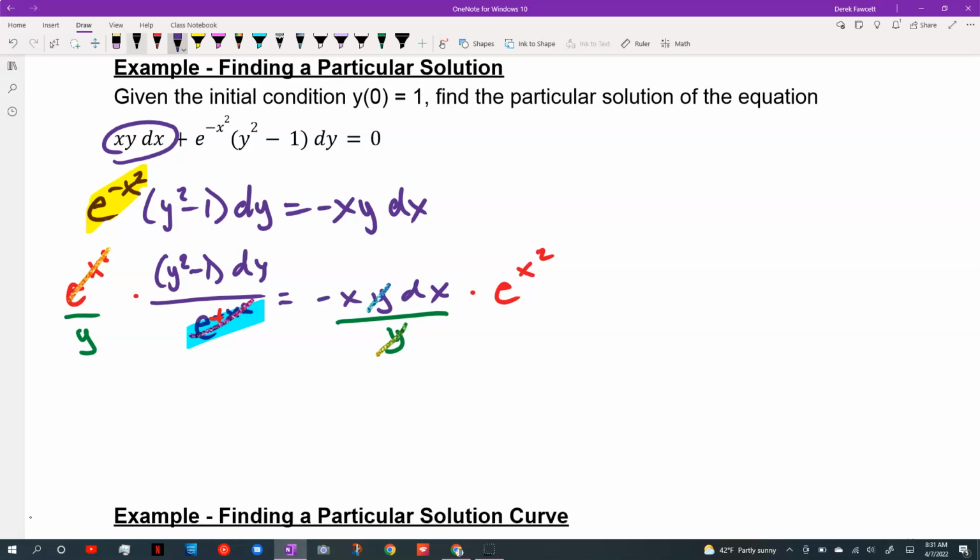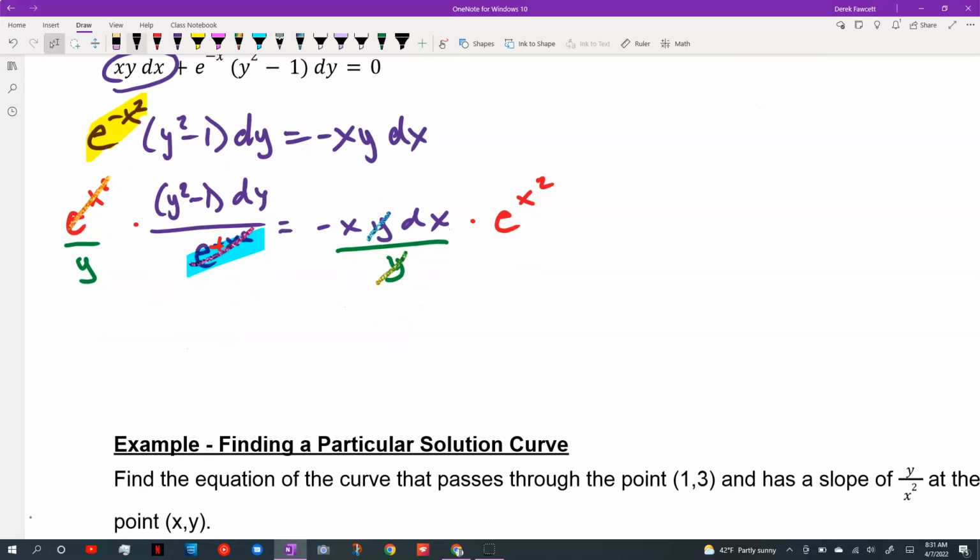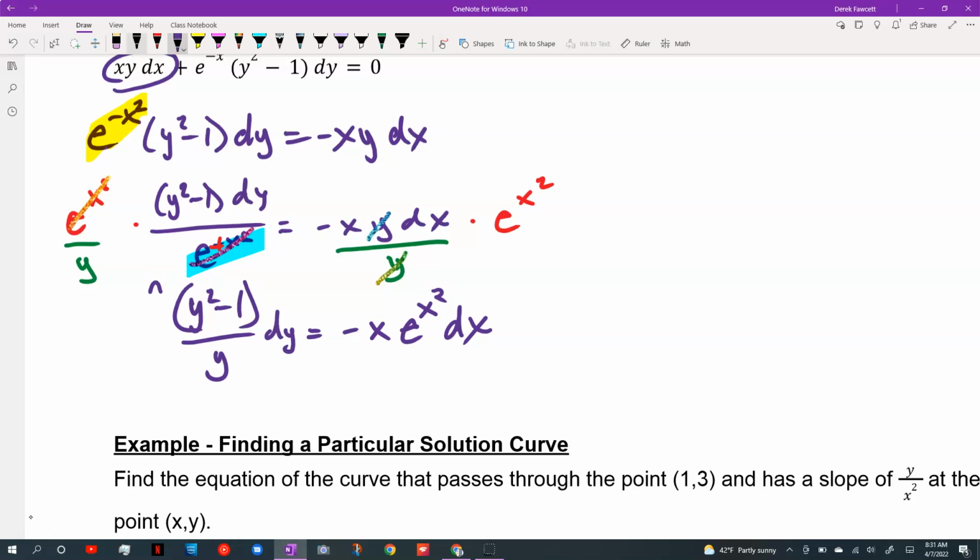So let's rewrite what we have left. You have y squared minus 1 all over y dy is equal to negative x e to the x squared dx. Once you're here, you can go ahead and integrate this. Now that our variables are on their respective sides, with the dy with the y's, dx with the x's, go ahead and try to integrate from here. If you weren't able to get this far, pause the video and try this one on your own.